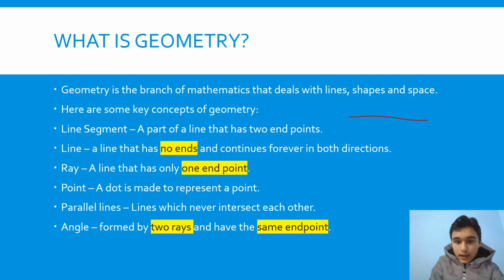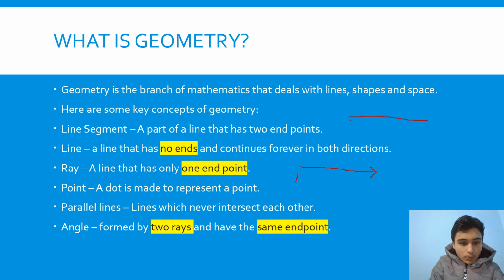Now a line that has only one endpoint. So ray is only having one endpoint, like this. This is ray. So it is having only one endpoint. We can call it 1, and it goes forever.